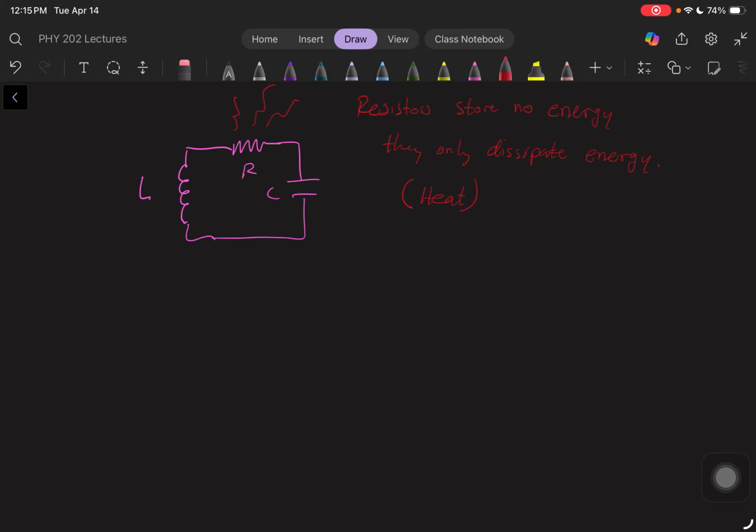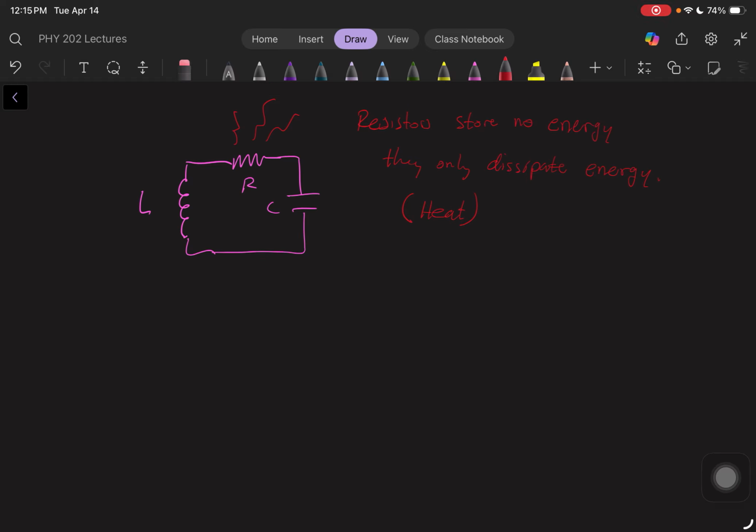Okay. And so since the resistors store no energy, we can say that the total energy is still going to be U, equal to the magnetic and the electrical energy, right? The energy stored in those fields. And we said that was going to be L I squared over 2 plus Q squared over 2C.